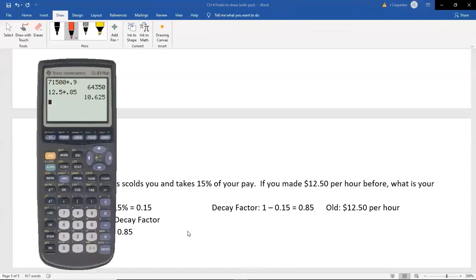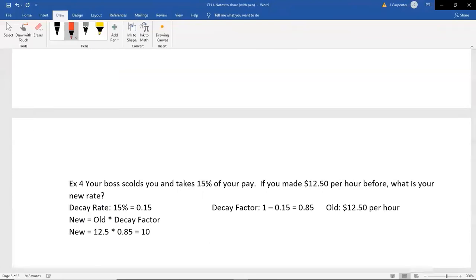We get 10.625. But that answer should be in a specific format because this is a money problem. That's a new hourly rate. That should be rounded to the nearest penny, which is $10.63 per hour. So we went from $12.50 to $10.63 per hour.